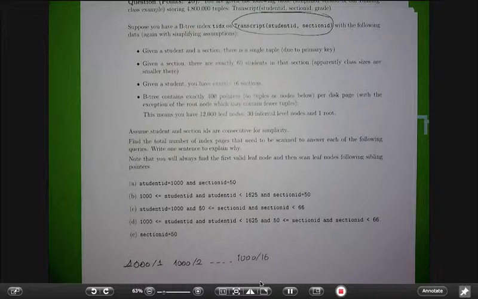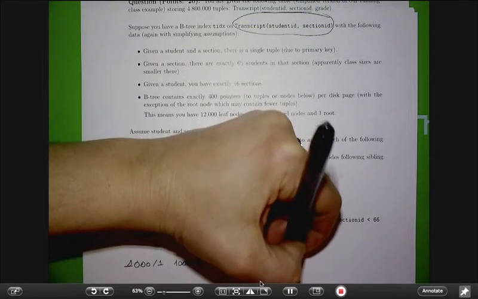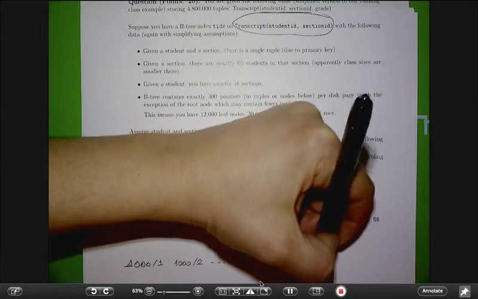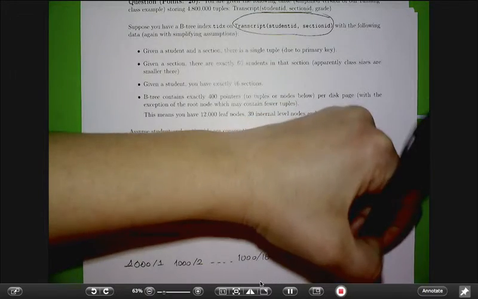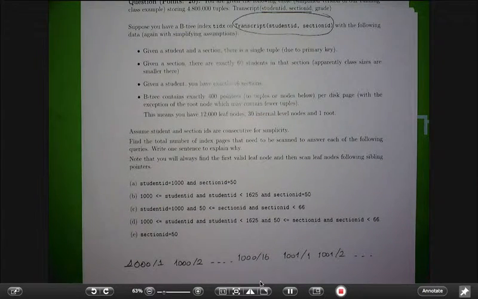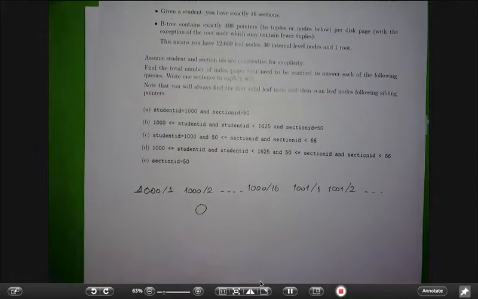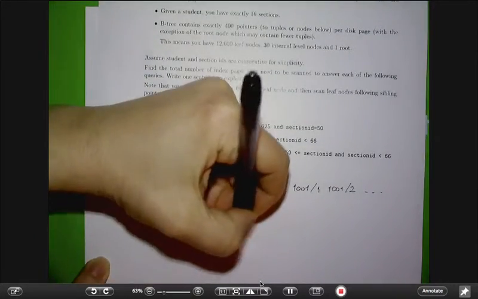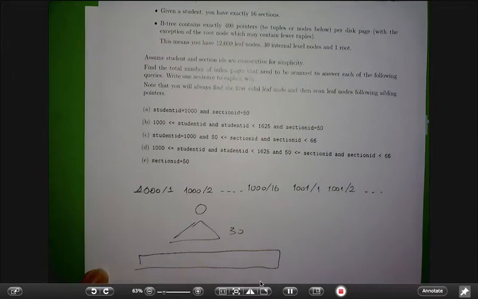When you're done with one student, you have the tuples for the next student, right? So you have, let's say, student 1001 with section 1, 1001 with section 2, etc. It doesn't have to be sections 1 and 2, but this is the information you have at the leaf nodes, and then you compress these into leaf nodes. So you compress 400 at a time, right? And then you have internal nodes that index this, and then you have a root node over that. So you have basically one root node, 30 internal nodes, and a whole bunch of leaf nodes.